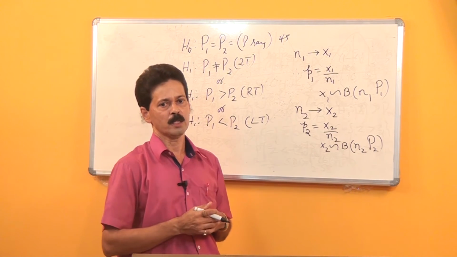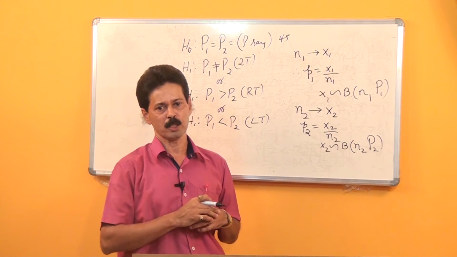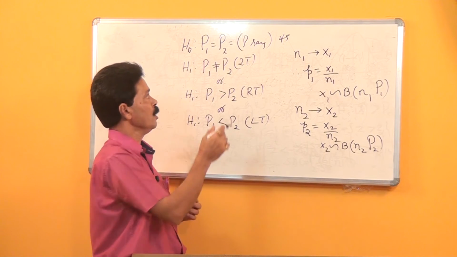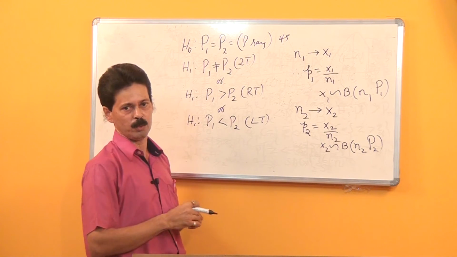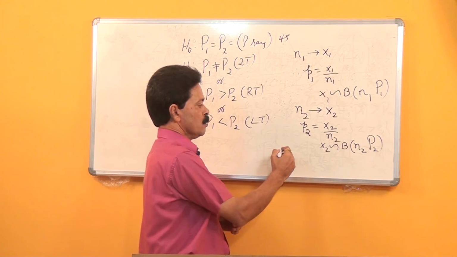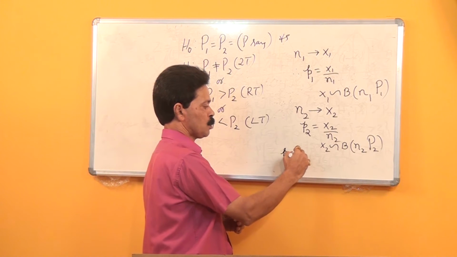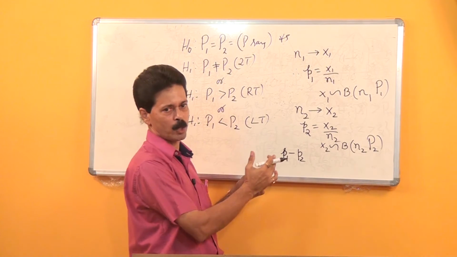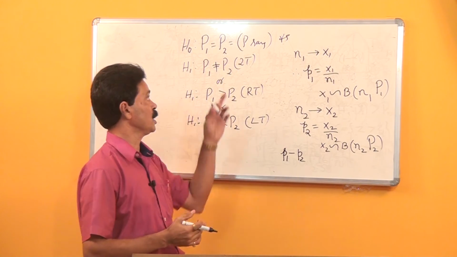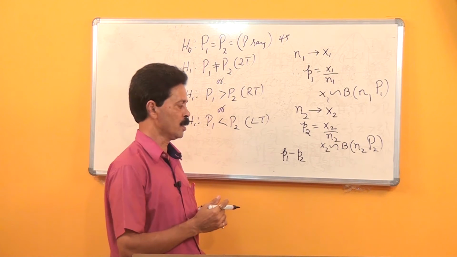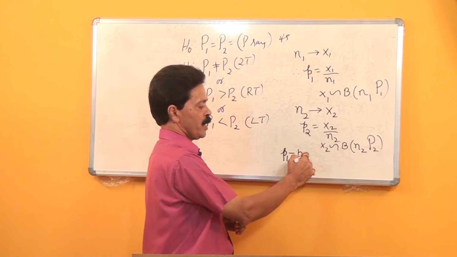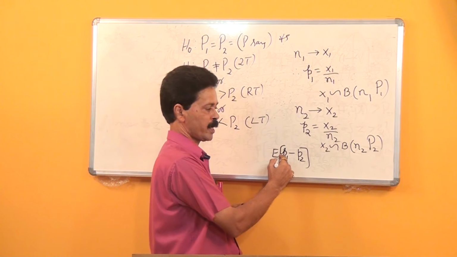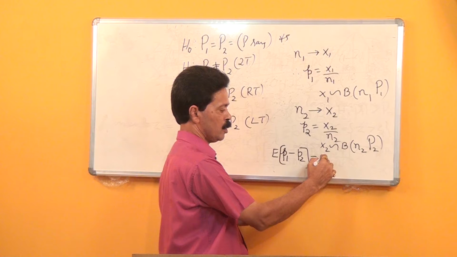Our interest is to estimate the difference in proportions, or equality of proportions. So our null hypothesis is P1 equal to P2, or in other words P1 minus P2 equal to 0. Therefore, p1 minus p2, the difference between the two sample proportions, is an appropriate statistic for estimating the difference in the population proportions. So if you take the expectation of p1 minus p2, it becomes expected value of p1 minus expected value of p2.